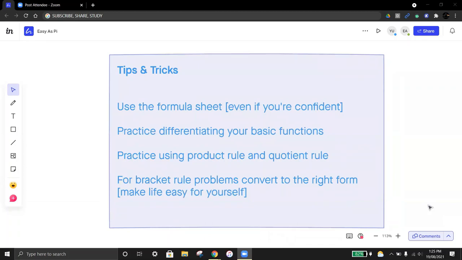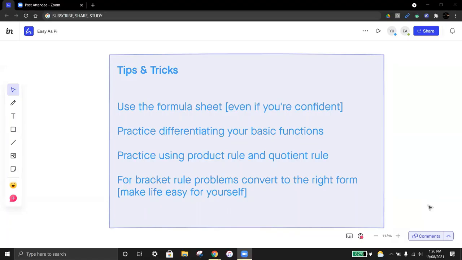So just a couple tips and tricks before we go into some questions. Once again, use the formula sheet. You're given this in every exam, common test, and it's really handy if you can get a printout yourself, so when you're going through questions at home or in class, you have it by your side. Even if you're confident, it's just the silly mistakes that will get you. So always have it there and always check you're using the right rules and getting it right.